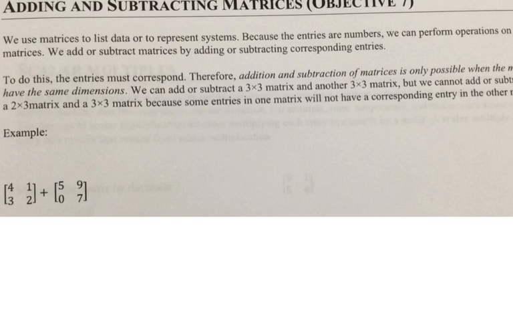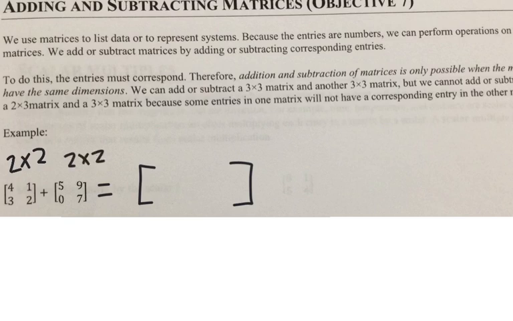So, you could do this in your calculator too. But to me, that's a waste of time. It'd take way more time to put this in your calculator and then get the answer than it would be like this. Does everyone see that these are the same dimensions? They're both 2x2 matrices. So if you want to add the matrices, just add the corresponding entries. So 4 and 5 add to be 9. 1 and 9, 10. 3 and 0, 3. 2 and 7, 9.